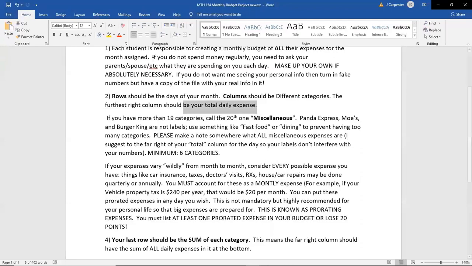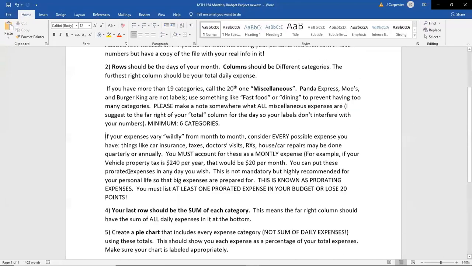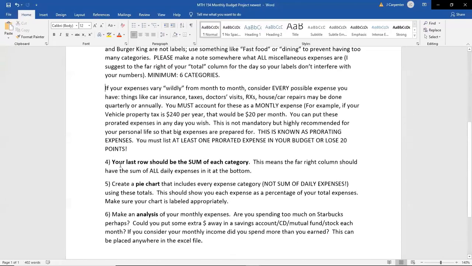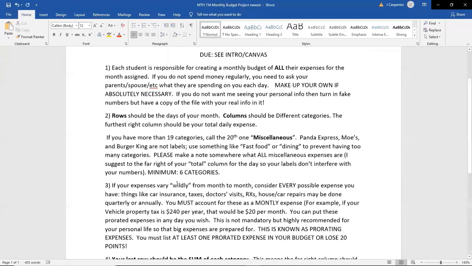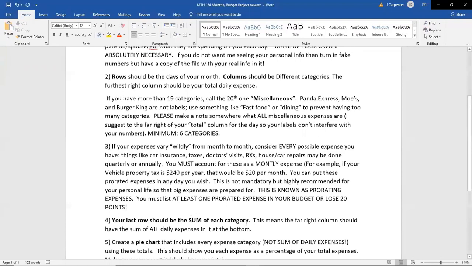All right. So we said the last column should be a total of daily expenses. Down here on spot number 4, which means number 3 was this. I don't know why that changed. 1, 2, yeah, there we go. 3. So here we are at 4. Your last row should be the sum of each category.